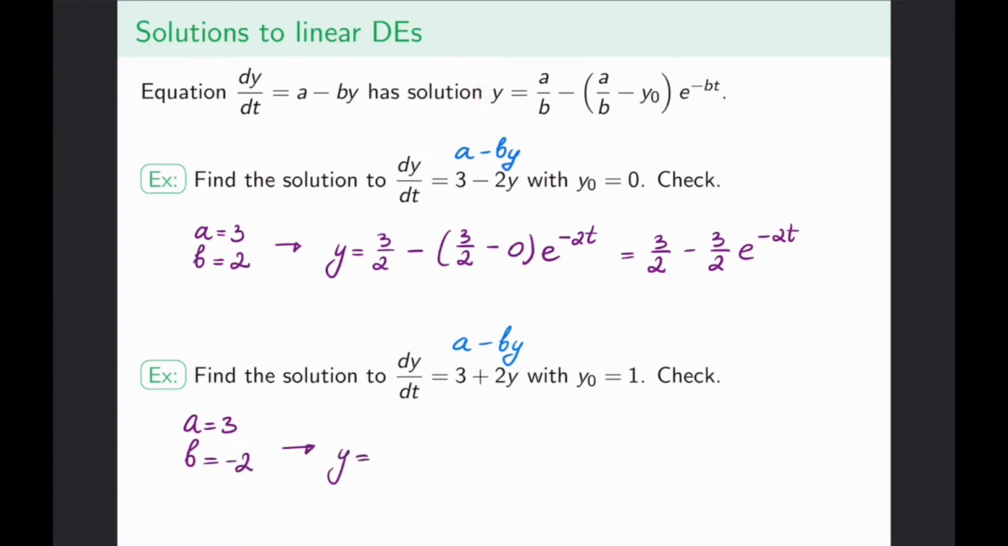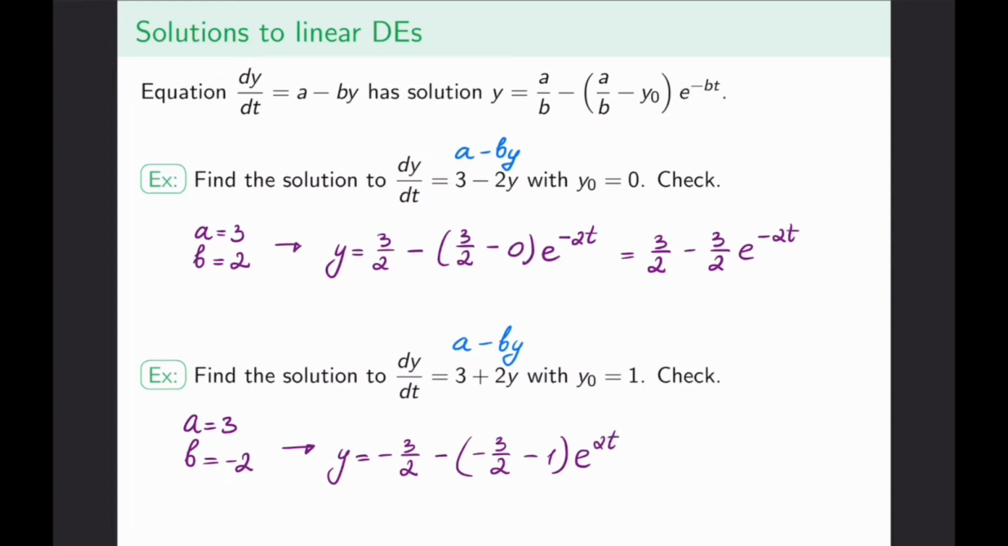So in terms of the solution, I'm now going to have minus 3 halves minus negative 3 halves minus y naught. And again, hopefully that's something that's given to us, and it is here. So y naught is 1. So I'm going to have minus 1 e to the power negative bt. So b is minus 2. Negative of that is 2, so I'm going to have e to the power of 2t.